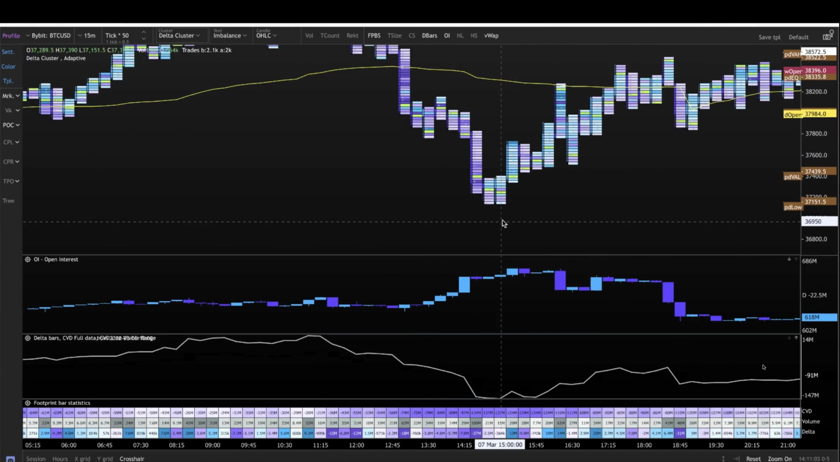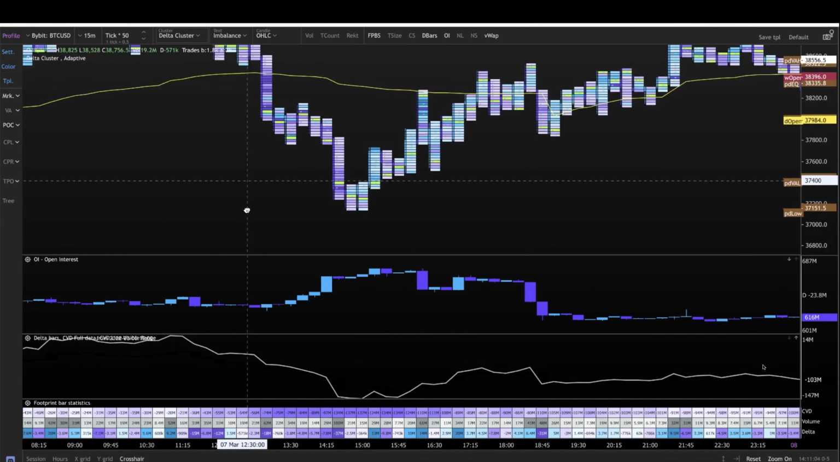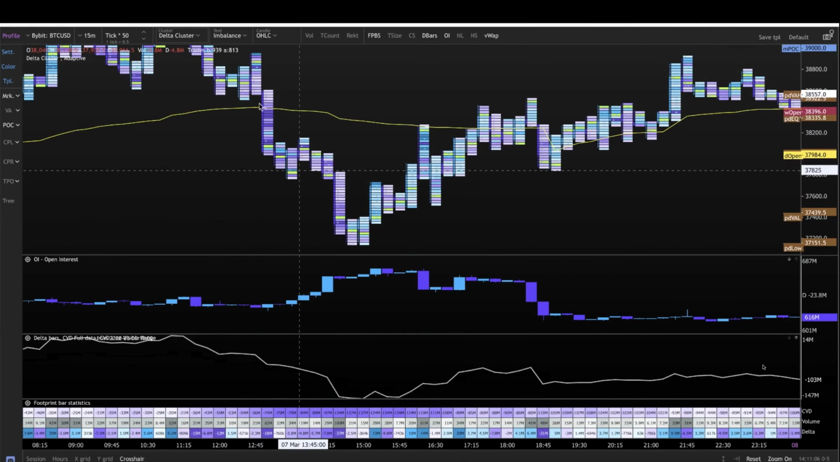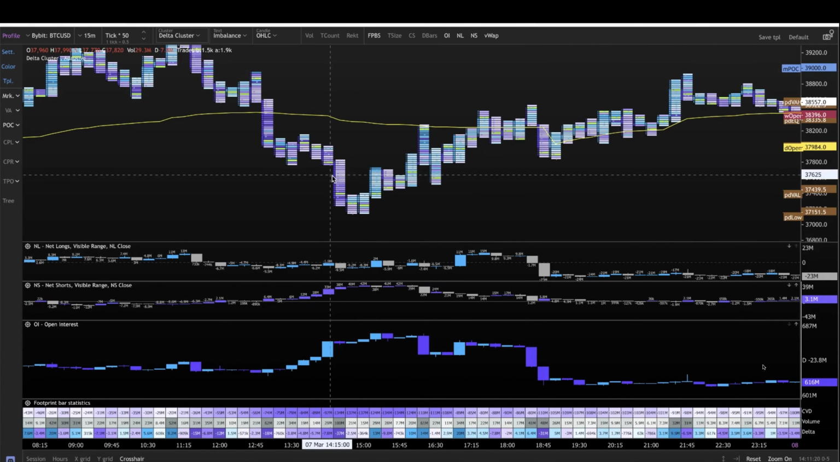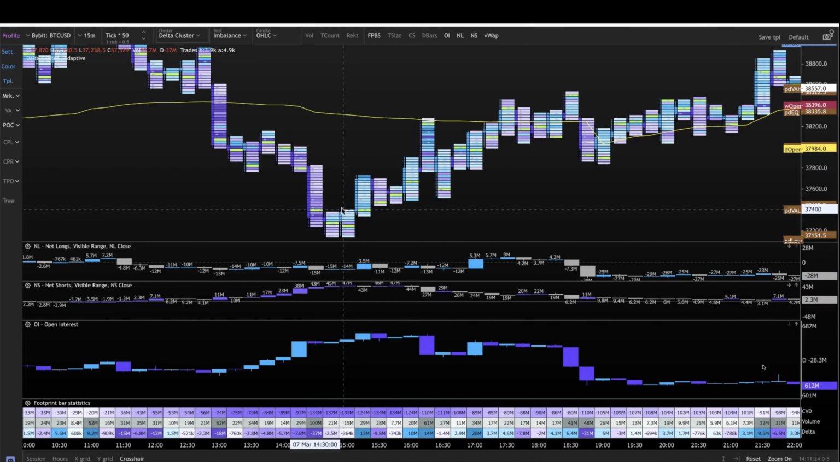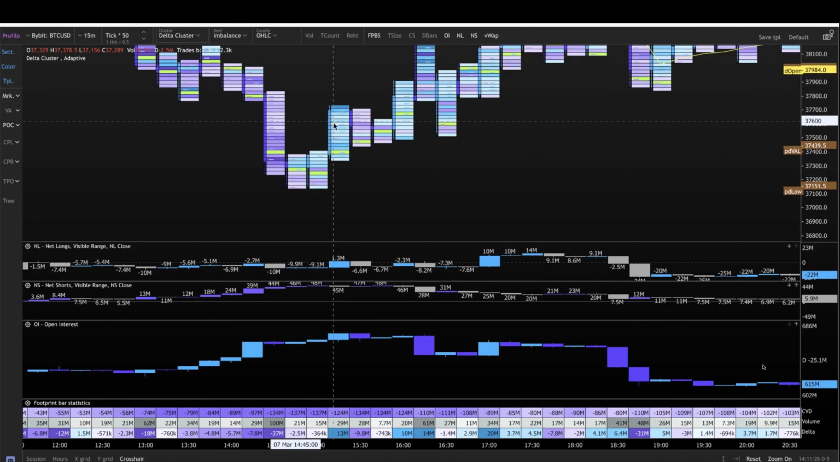Okay, we can see a downtrend. Not only that, we see a very strong downtrend, meaning we can see open interest is increasing. If we turn on our net longs and our net shorts, we can see that millions and millions of shorts are opening up as we come to this area and take out that previous low. Okay, this is telling us that this is a very strong downtrend.